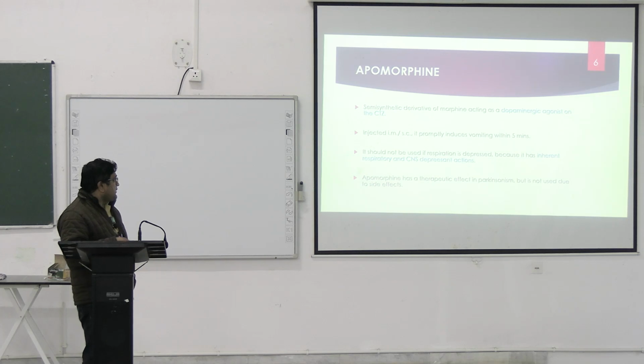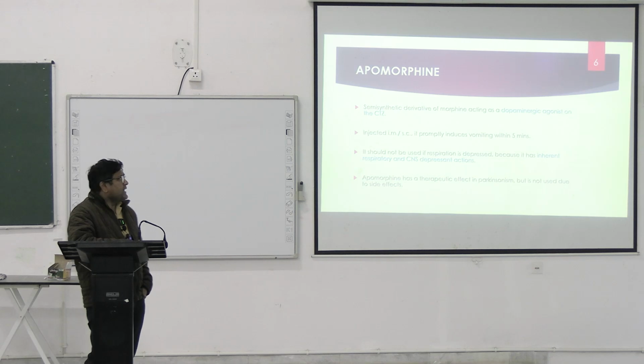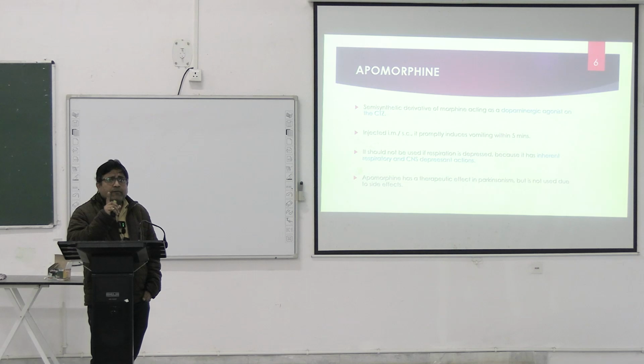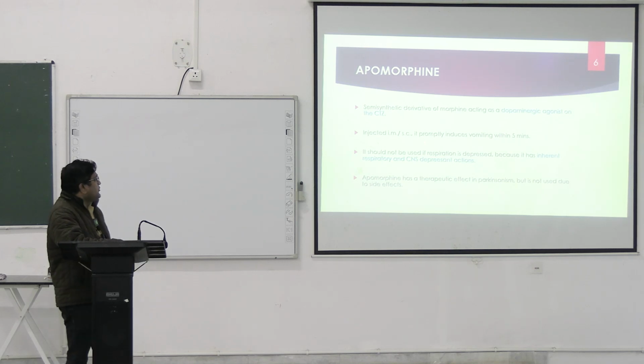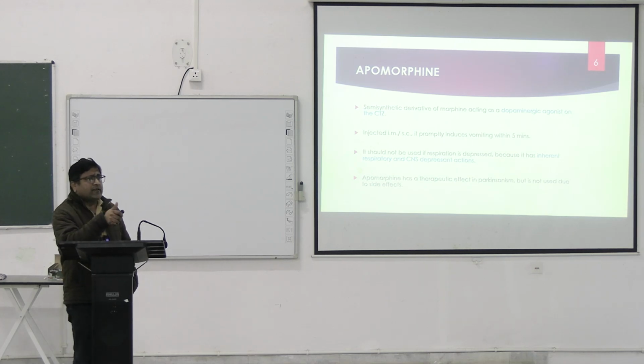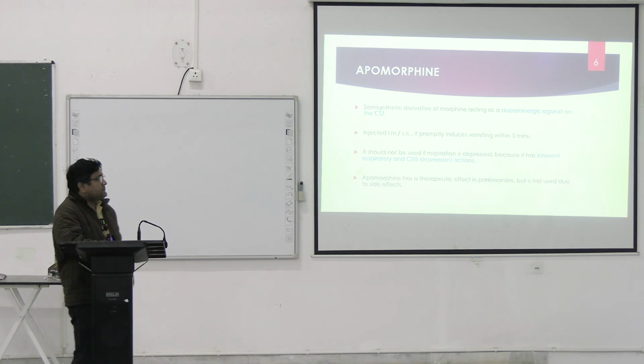Now, coming to apomorphine, apomorphine basically is the semi-synthetic derivative of morphine. It has dopaminergic agonistic action on the chemoreceptor trigger zone. It is given parenterally, intramuscularly or subcutaneously, and it induces vomiting within 5 minutes. Problem: respiratory depression and central nervous system depression is a major drawback, and it should not be used if respiration is depressed. It also has a therapeutic effect in Parkinsonism because of dopaminergic agonistic action, but is not used due to its side effects.